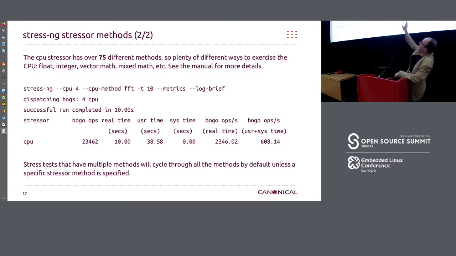But here I've got an example where you run the CPU stressor and it says do a fast Fourier transform. So those who do signal processing, you know what that's doing. Lots of cache hits and lots of floating point operations, multiplies, in a nice butterfly pattern. So it's a good way of seeing a specific CPU stressor working there.